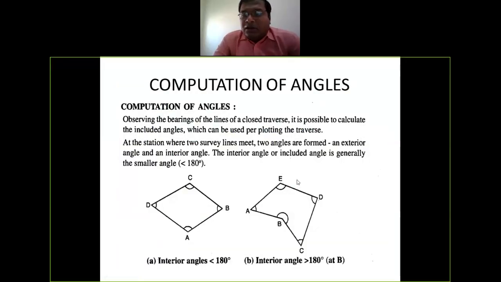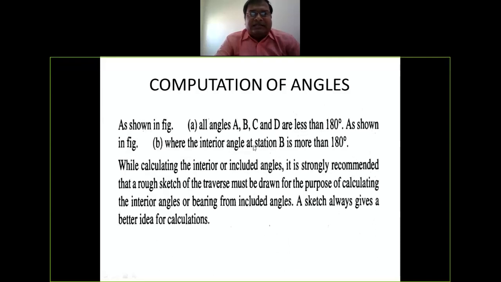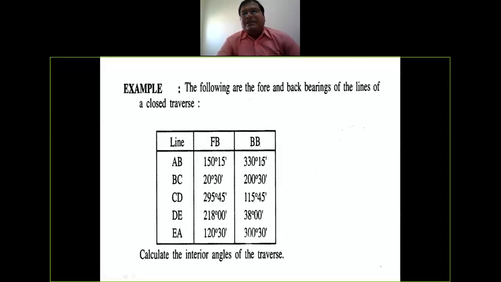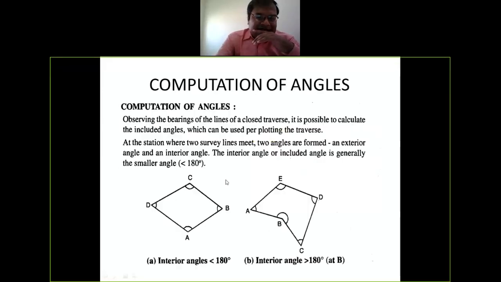Now next, computation of angle. So now we will see one example, and then we'll proceed further. In GTU you have to calculate an example in which you calculate the include angle. Include angle means the angle which is formed inside the traverse. You can see this is an example of one traverse. So actually our aim is to calculate this include angle which is made inside the traverse. That is our ultimate aim.